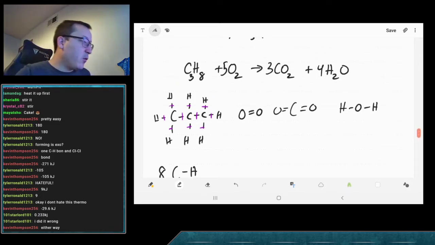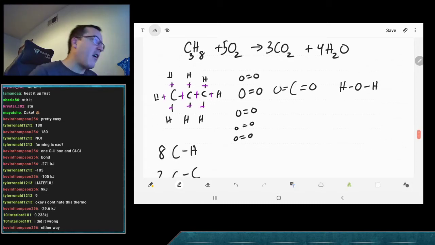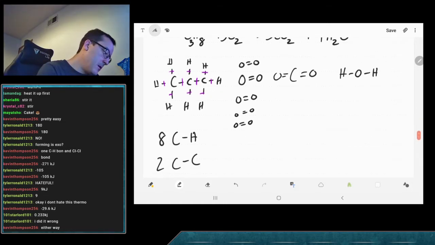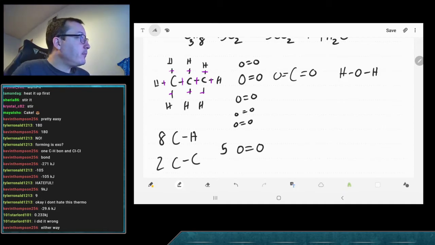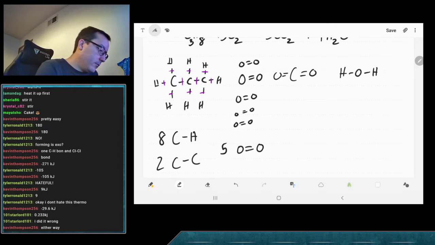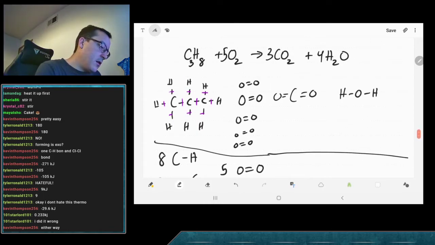So since we only had 1 propane, that's technically how we would do it. I'm going to just do this for oxygen because that's how many oxygens we have there. So we are technically breaking 5 O double bond O bonds. I'm going to just draw a line here so we don't get too confused. Fine, I'll do it for all of them.